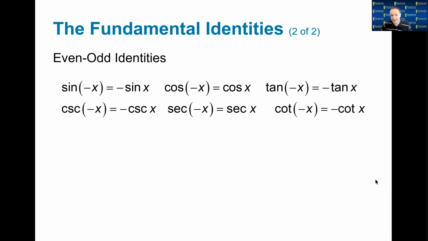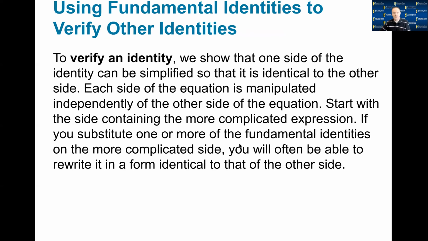All right. Our even and odd identities: remember that the cosine and the secant are our even functions. All other four trig functions are odd, which means the function evaluated at negative x is equal to the negative of the function evaluated at x. You can see sine, cosecant, tangent, and cotangent are all odd functions. The cosine and the secant are the even functions, where you can change the sign on the angle and it doesn't do anything to the sign of the cosine or secant function.